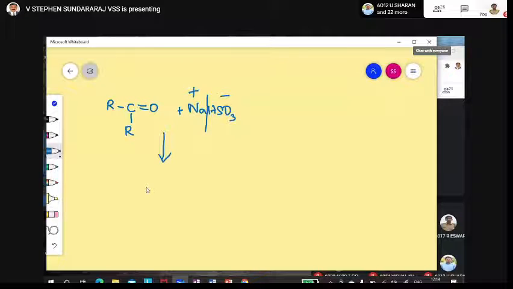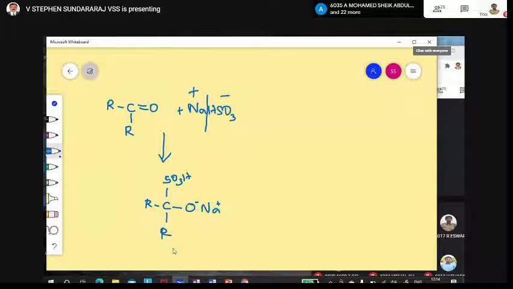What is the product you will get? R, carbon, R, this is right. This O is there. Here only addition will take place. Here one carbon nucleophile will come. This is SO3H I am writing, because sulfur only will have that. And here Na, okay, minus plus. Okay, so this addition product will be crystallizing.